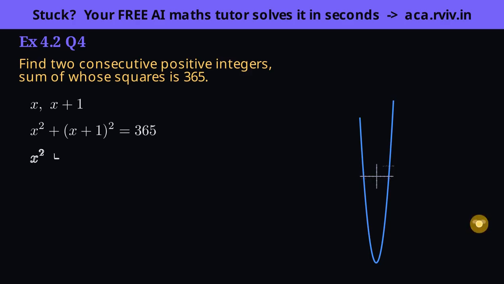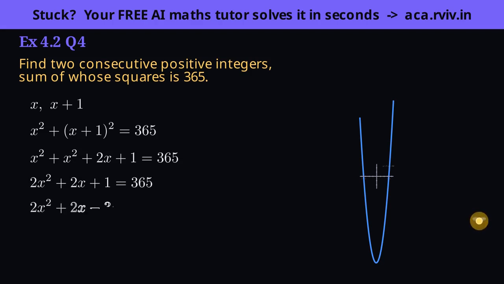Expand x plus 1 squared as x squared plus 2x plus 1. Keep that middle 2x, it's easy to drop by mistake. Combine the two x squareds into 2x squared. Move 365 to the left for standard form. Every coefficient is even, so divide through by 2 to shrink the numbers before factoring.